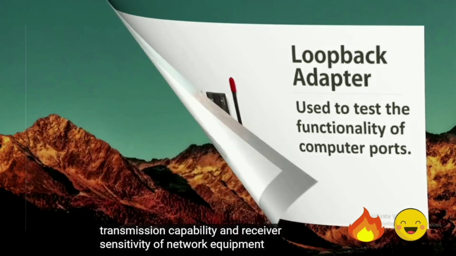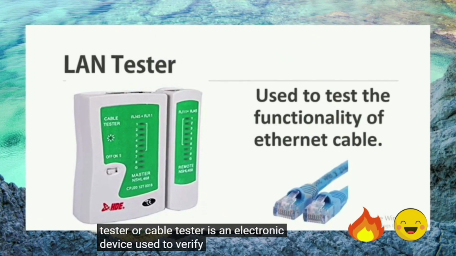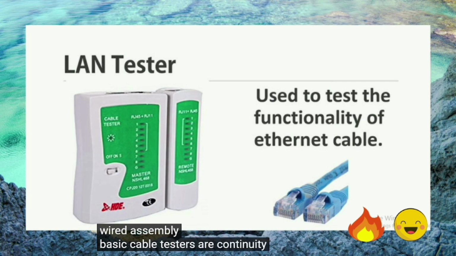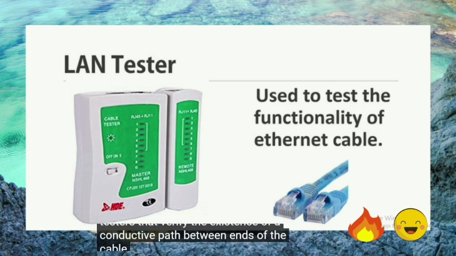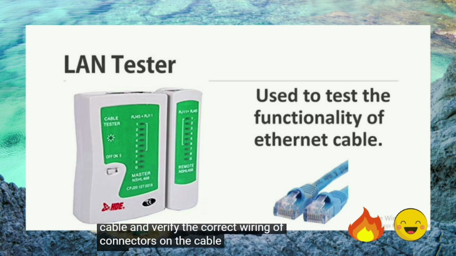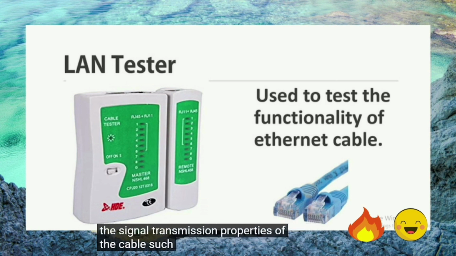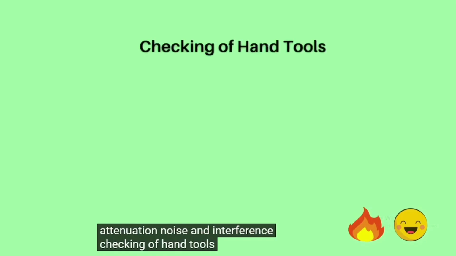LAN tester or cable tester is an electronic device used to verify the electrical connections in a signal cable or other wired assembly. Basic cable testers are continuity testers that verify the existence of a conductive path between ends of the cable and verify the correct wiring of connectors on the cable. More advanced cable testers can measure the signal transmission properties of the cable, such as its resistance, signal attenuation, noise and interference.